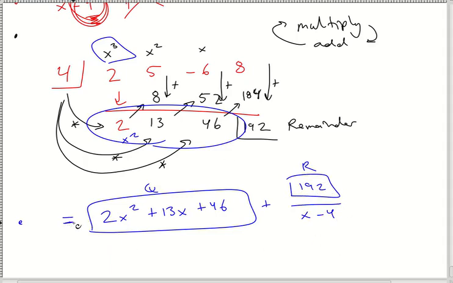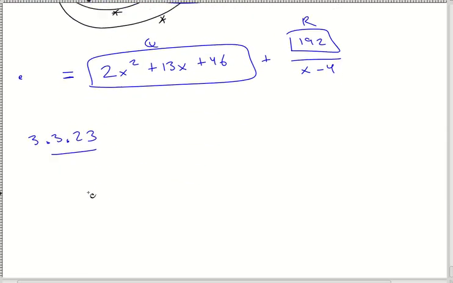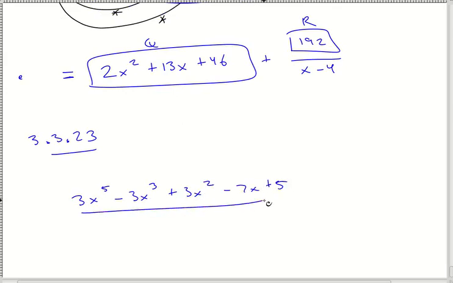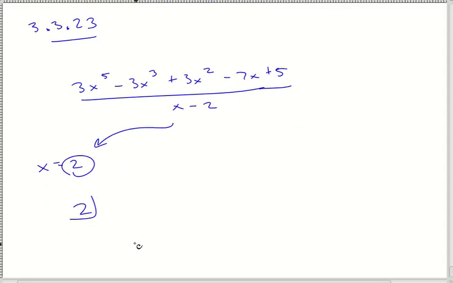Look how fast. I love that. Let's do a bazillion more of these. Number 23. I got 3x to the 5th minus 3x cubed, watch out, plus 3x squared minus 7x plus 5, all divided by x minus 2. What's your 0 from the bottom? x equals 2. So 2 is my pivot.